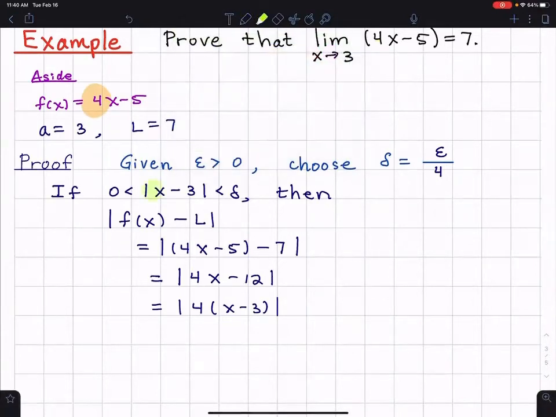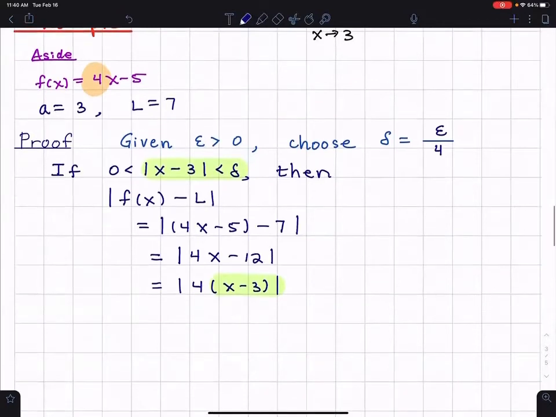I see x minus 3 is less than delta, and here's absolute value of x minus 3 right there. See, so things are starting to come together. Now look at this 4. Let's pop the 4 out. Now when the 4 pops out, that's something we're allowed to do. But actually what I'm doing is I'm popping it out, and I'm taking the absolute value.